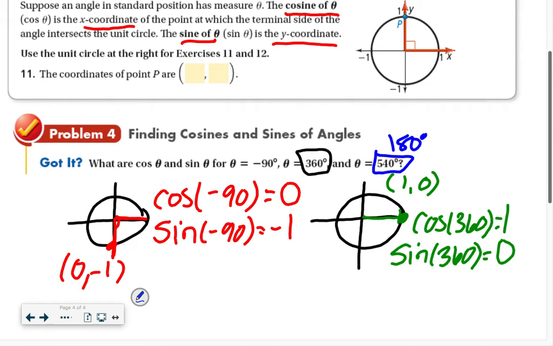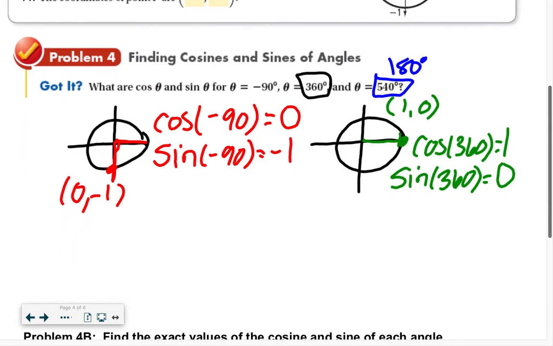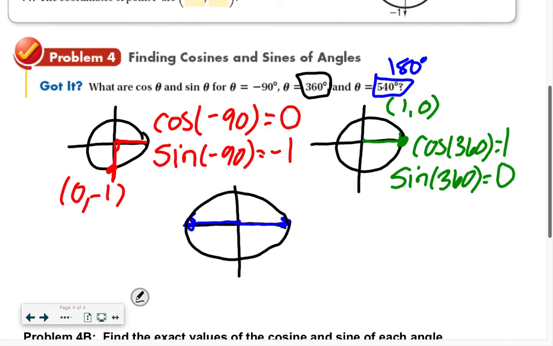Okay, we talked about that yesterday. How do you tell the difference if it's 540 and 180? It doesn't matter what the difference is because cosine and sine are the same. Okay, so I'll draw my thing. Where is 180? Here's my starting point. Just keep going. 180 is right here. My unit circle looks something like that.